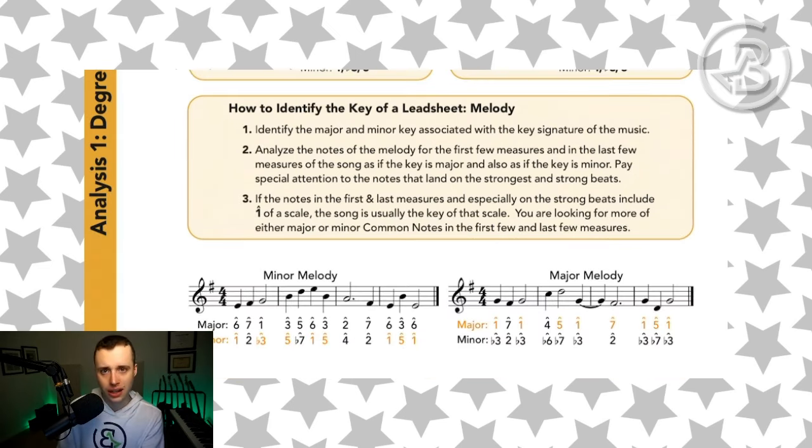So to identify the key of a lead sheet using a melody, number one, you're going to identify the major and minor key that are connected with the key signature of the music. So is it C major and A minor, or is it G major and E minor?